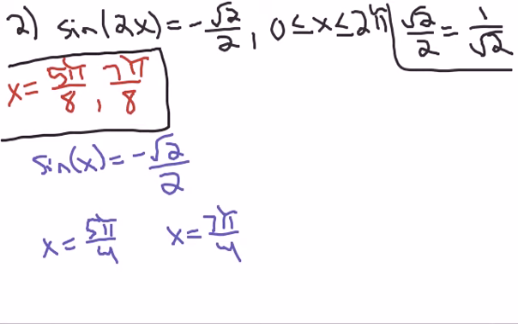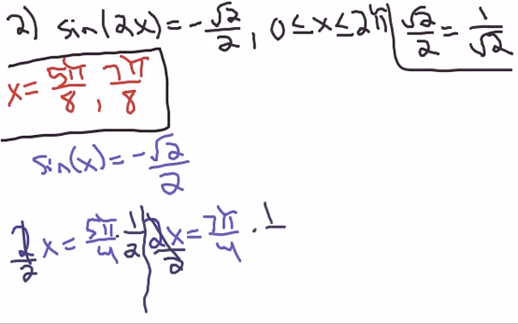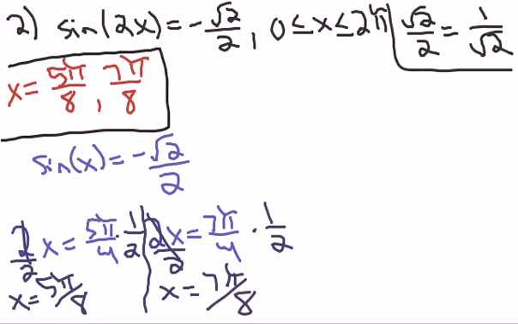But then we have to update our equation here and put a 2 next to it because there's a 2 here. Then if you divide by 2 on both sides, which is the same thing as multiplying by a half, that's where you get the 5 pi over 8 and the 7 pi over 8. So that's how he got those first 2 answers, just as a side note to review that.